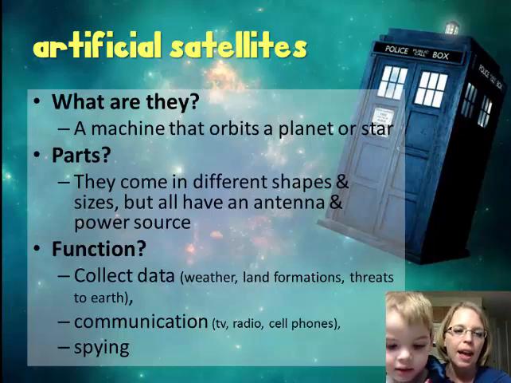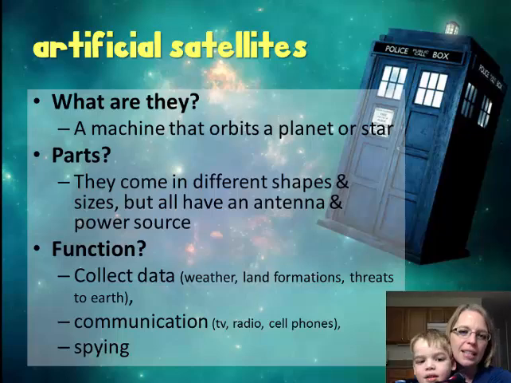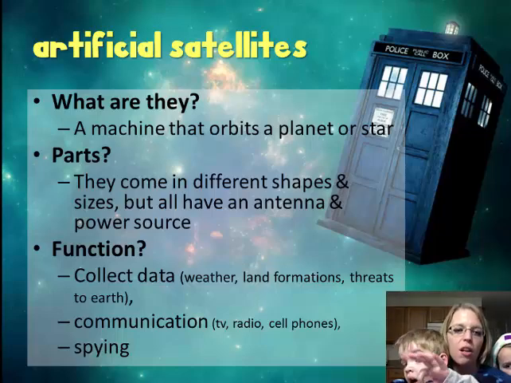Okay, and they have pods? Yeah, they come in different shapes and sizes. It depends on their job what shape or size they come in. But they all have to have a couple things. They all need an antenna. The antenna communicates with Earth. They also all have to have a power source. And then finally, their function.